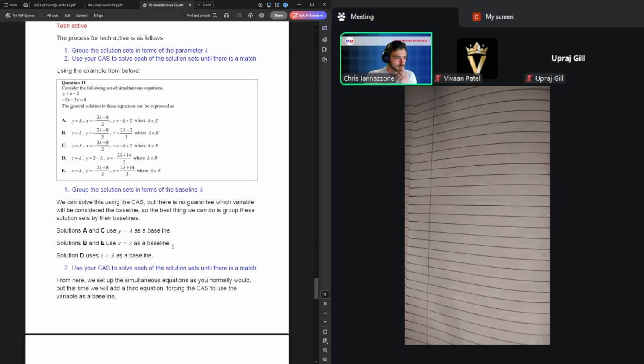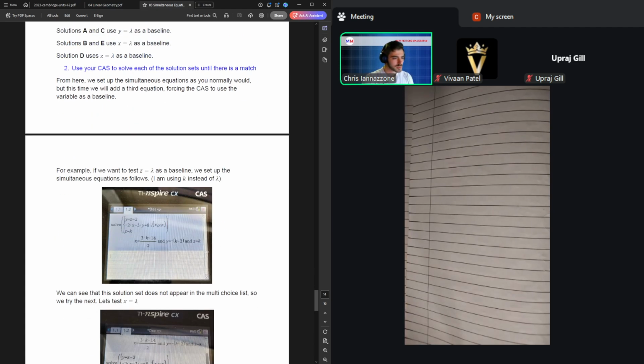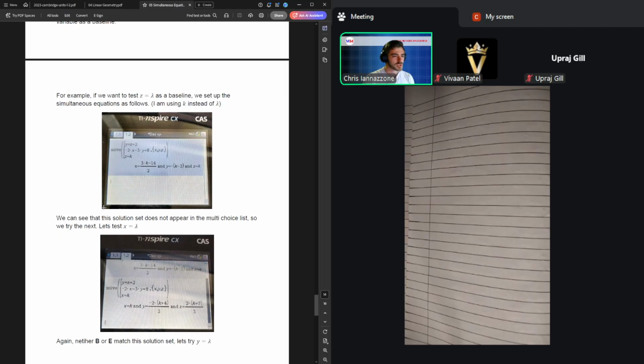Tech active, what do we do here? I've got to actually remind myself on this one. So we reuse the simultaneous equations solver in the CAS. This is the TI Inspire version. It should work on both. There's no reason why it wouldn't.